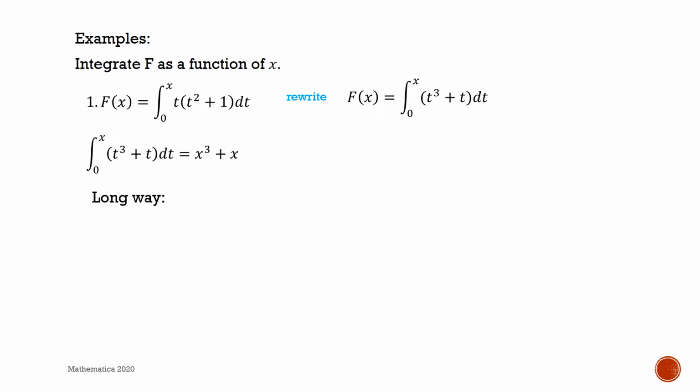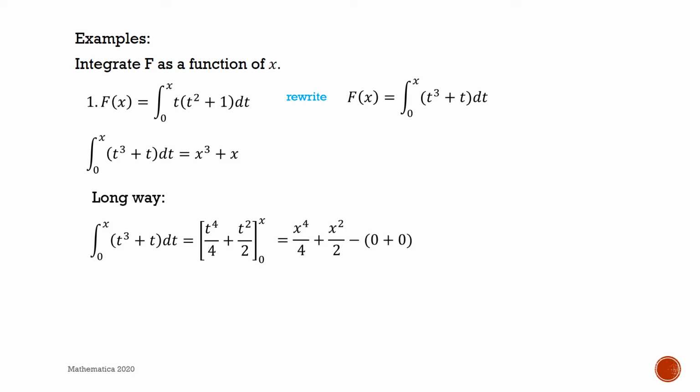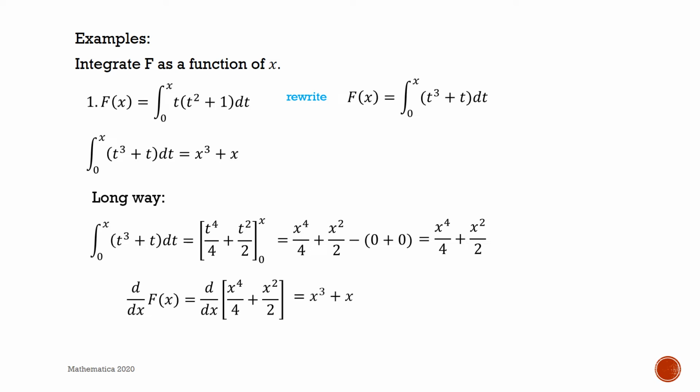Now, let me show you the long way. If we did it the long way, then once again I would have to find the antiderivative of t cubed plus t, which ends up being t to the 4th over 4 plus t squared over 2, evaluated from 0 to x. Now simply f of b minus f of a, and I get x to the 4th over 4 plus x squared over 2. If I were to find the derivative of x to the 4th over 4 plus x squared over 2, I would simply end up with x cubed plus x.